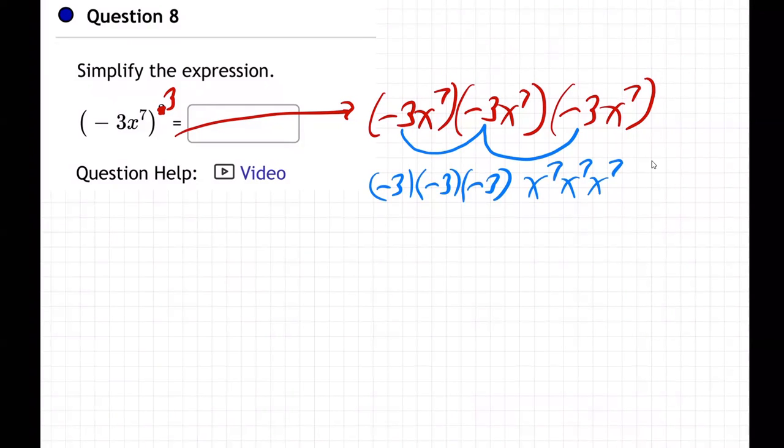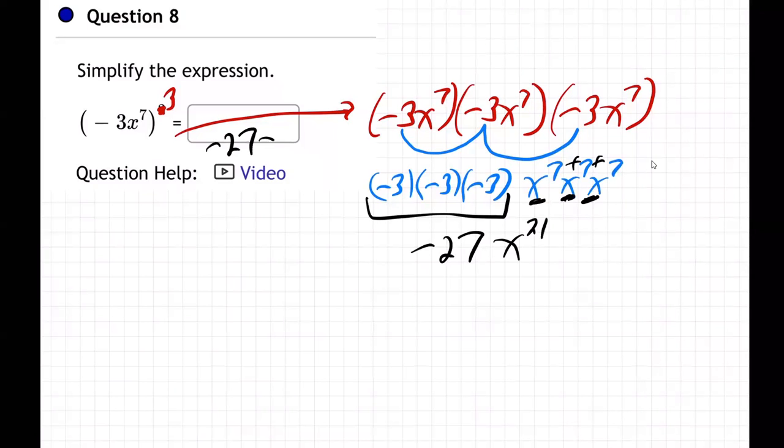And so that's all I did here, I just rearranged it. I put all the negative 3's multiplying first and then the x's. And then you can tell what this is more easily. Negative 3 times negative 3 times negative 3. 3 negatives is negative 27. And these powers add, remember, because it means 7 x's, 7 x's, 7 x's, 21 x's. So there's our answer. It's negative 27 x to the 21.